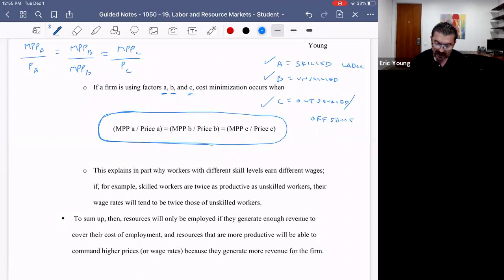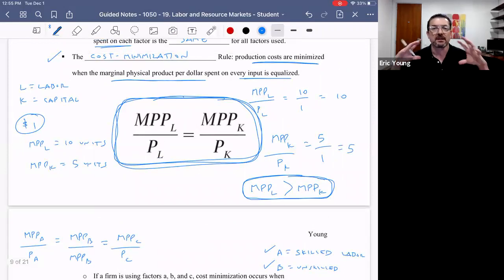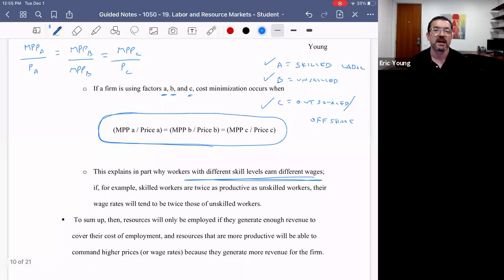Notice also that this starts to give us a clue as to why workers with different skill levels earn different wages. One of the problems, if you stick with just labor as labor, is it makes it really hard to understand and analyze wage differences, the fact that some workers make more than others. But once you realize that you can do the cost minimization analysis and that you can parse out, divide out your resources in many ways, now it makes more sense.